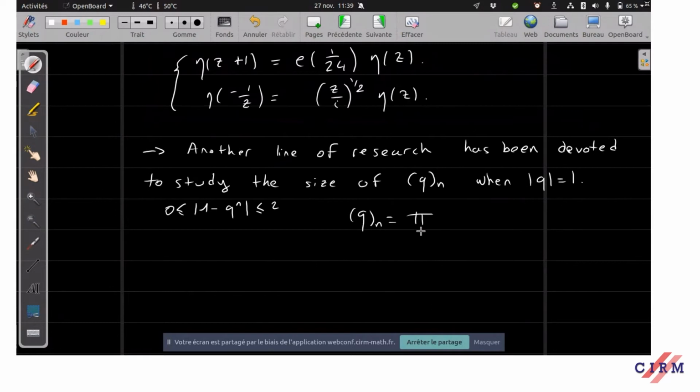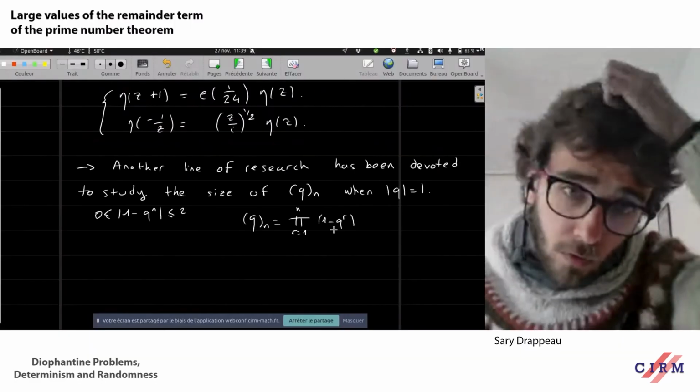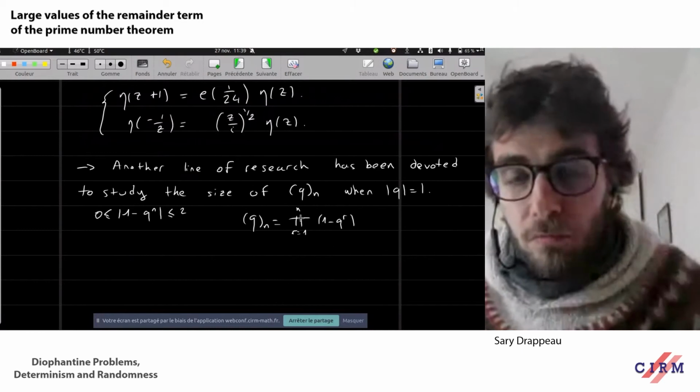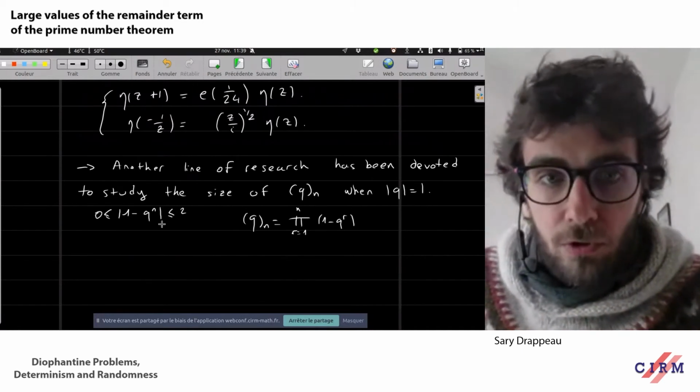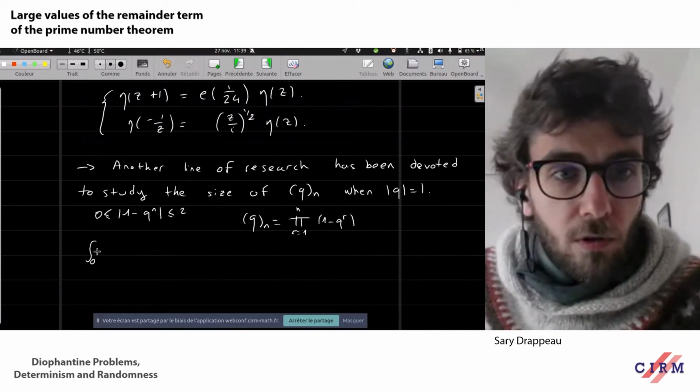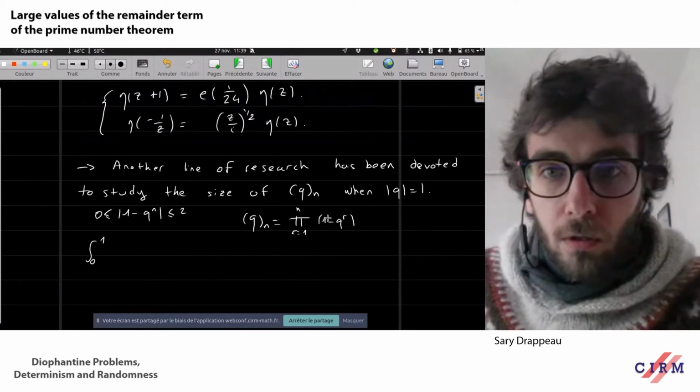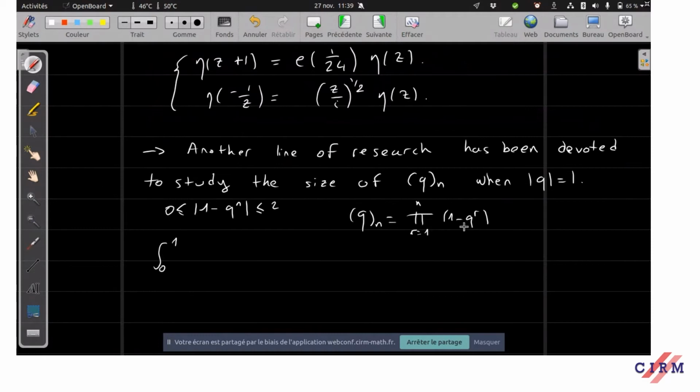This is the product from r from 1 to n of 1 minus q to the r. So if you try to imagine this as some kind of Riemann sum for some function, we notice that the integral between 0 and 1, if you imagine that q is a typical number in the unit circle, then all these powers will become uniformly distributed.